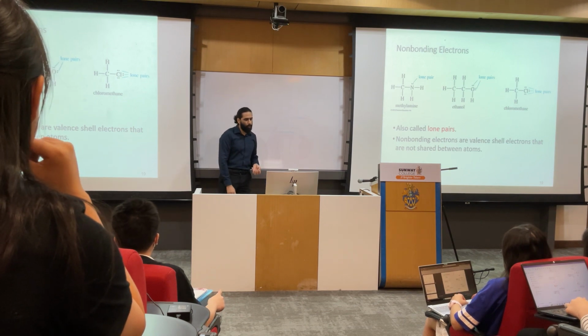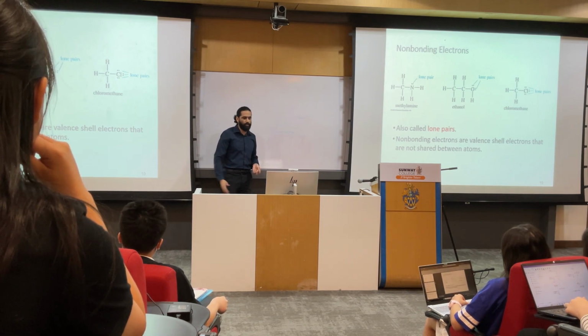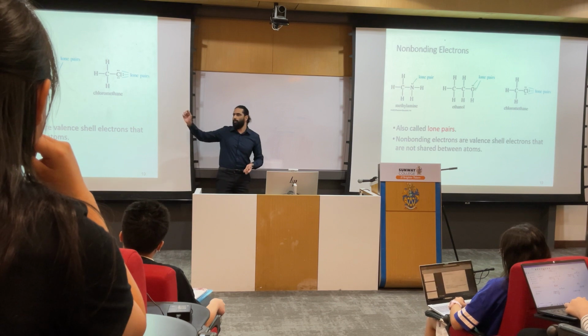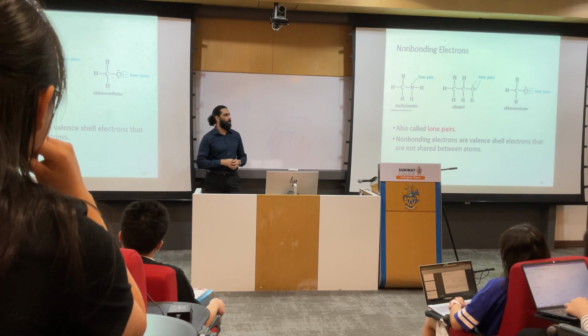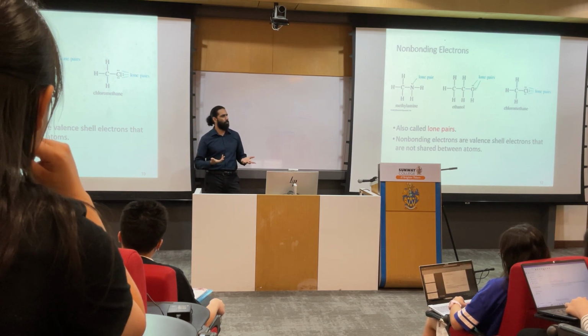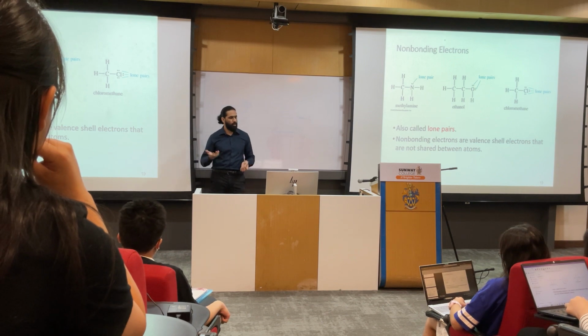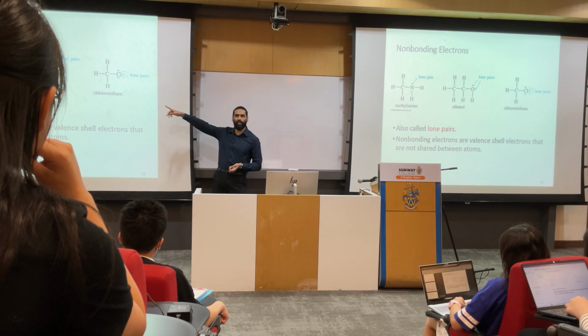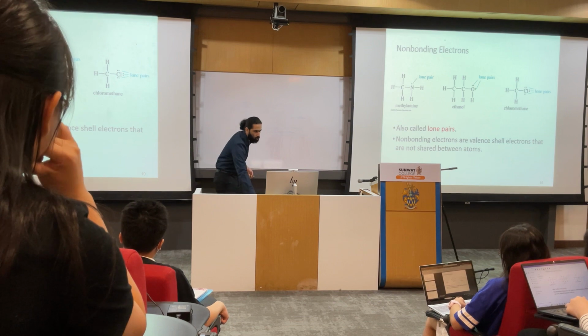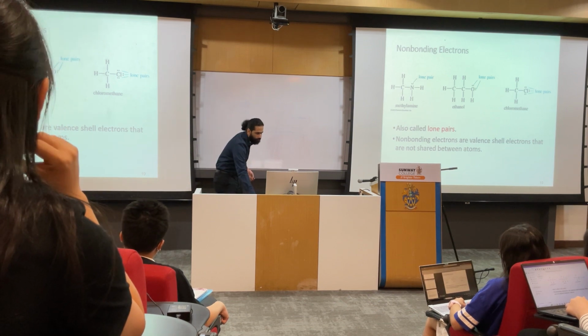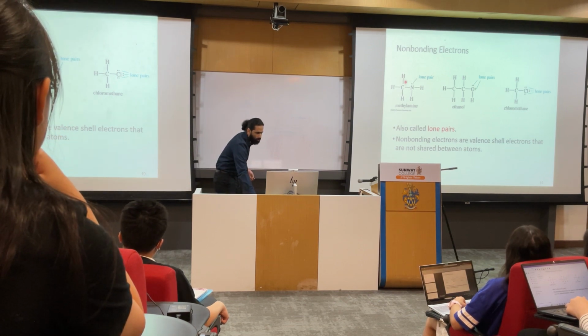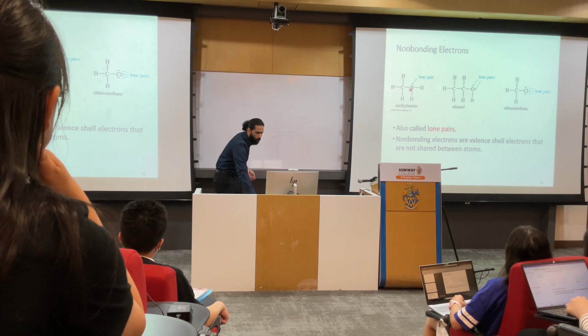Right, so these non-bonding electrons, also called lone pairs, here is the example. The bond pairs, you can simply represent them with a line. Line represents a bond, right? So between C and H, you see those lines. So these lines are actually bonds. 1 bond, 2 bond, 3 bond, 4 bonds.